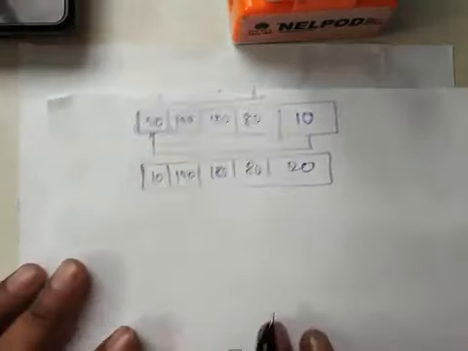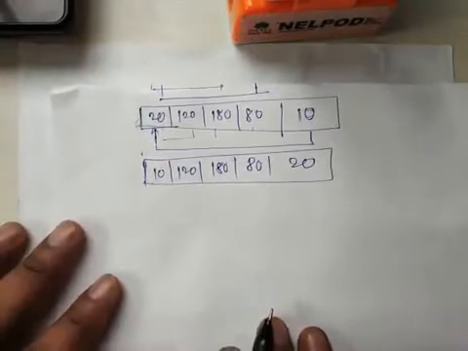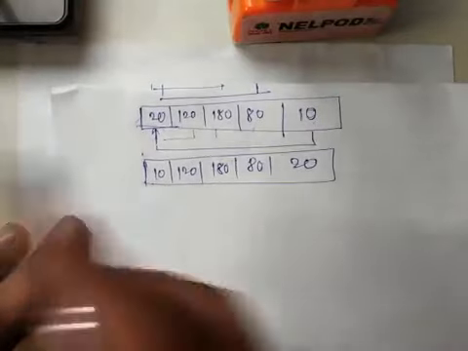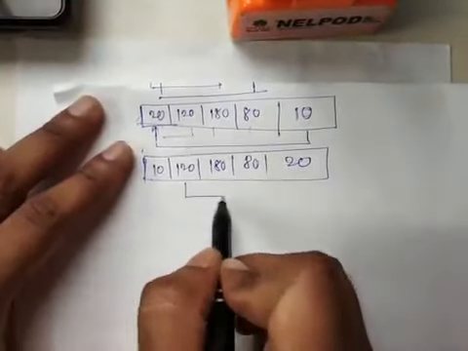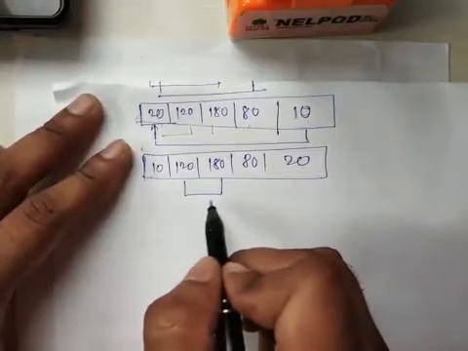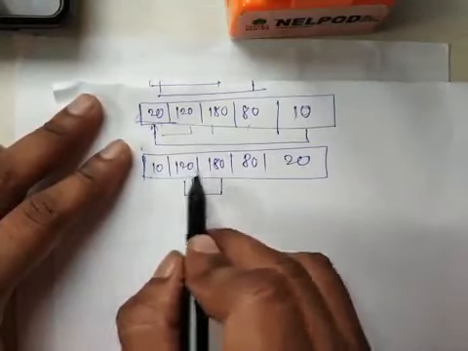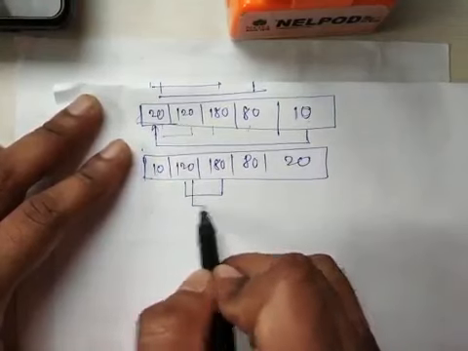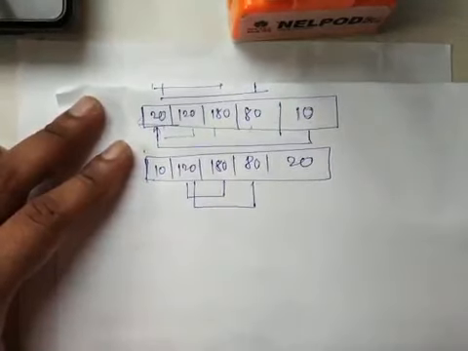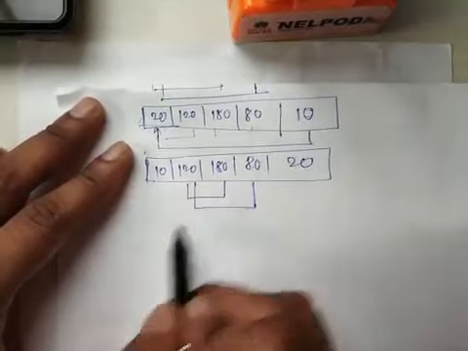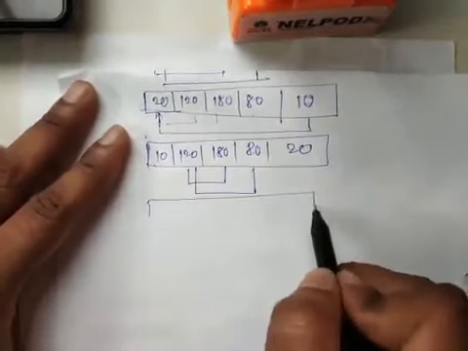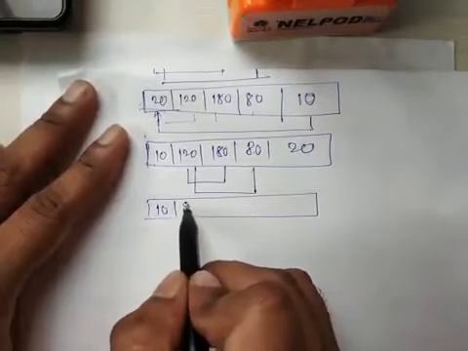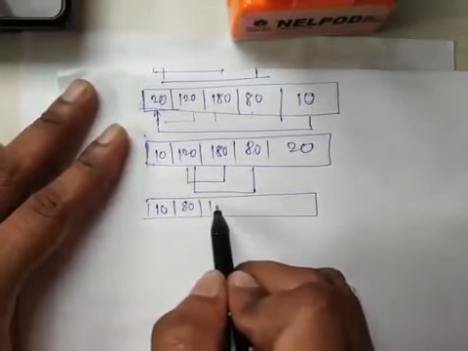Now, in the next iteration, we ignore the first element. We compare 120 with 180. 120 is less than 180, so there is no need to swap. Then 120 is compared with 80. We find 120 is greater than 80, so we swap them. We are not disturbing 180. So here 80 swaps with 120.